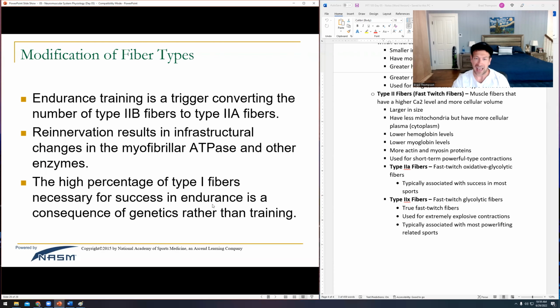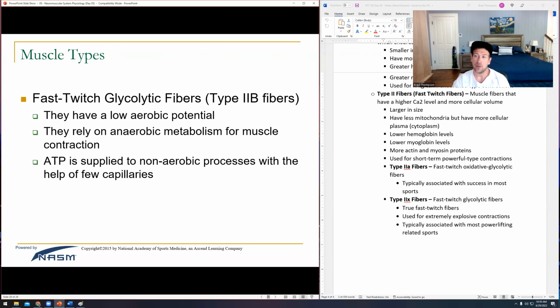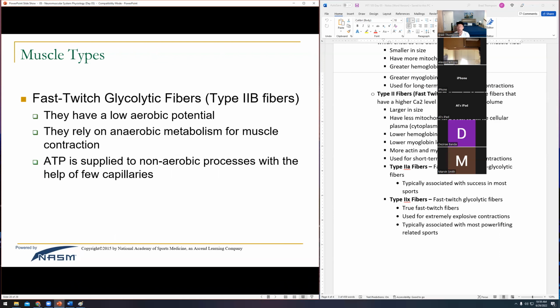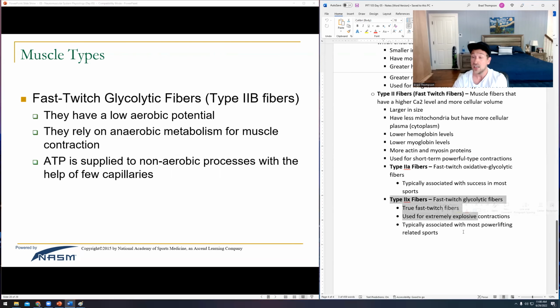Typically, when you're training athletes, and when I say athletes, I mean field and court-based sports like basketball, football, baseball, you're probably focused primarily on training for type 2A muscle fibers. That seems a little weird. You might be like, well, wait a minute, don't we want them to be as explosive as possible? Wouldn't we want type 2X? Yeah, you would. You do want them to be explosive.